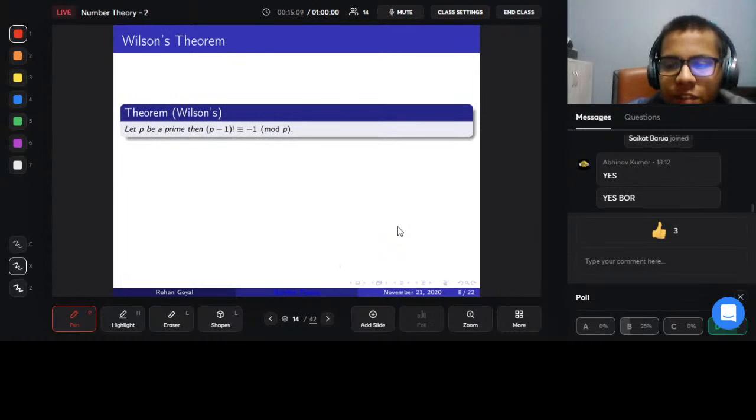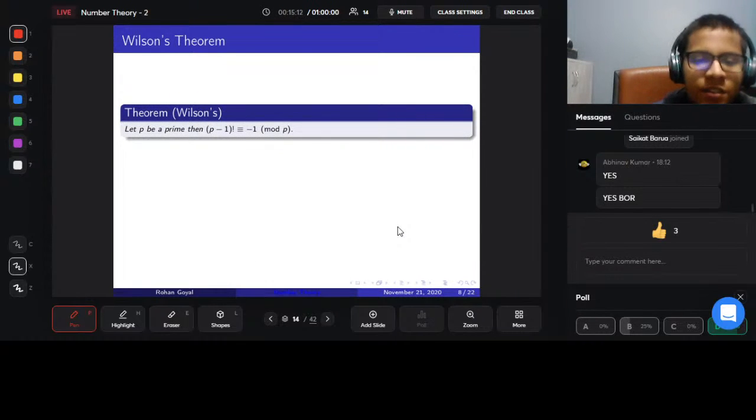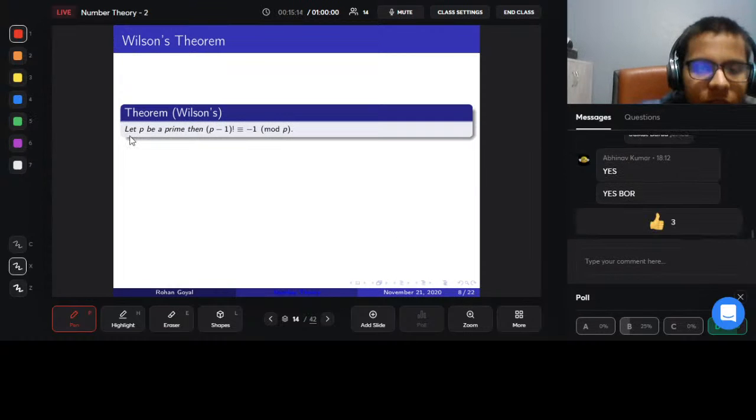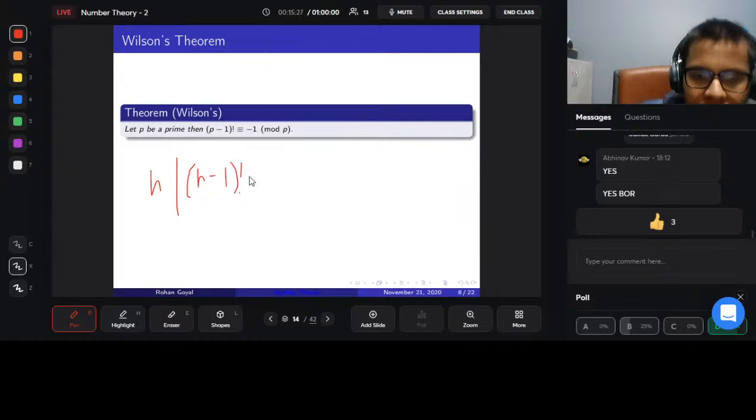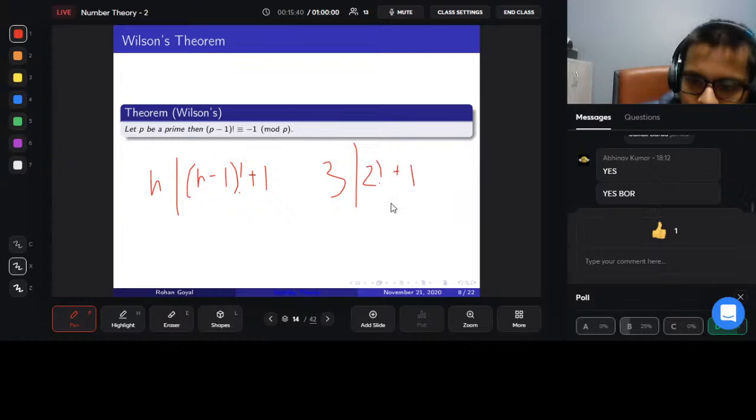Okay, now we have Wilson's theorem. Wilson's theorem states that p minus 1 factorial is congruent to minus 1 mod p, which is saying that p divides p minus 1 factorial plus 1. Did you understand the statement? So this is like 3 divides 2 factorial plus 1, 5 divides 4 factorial plus 1, and so on.